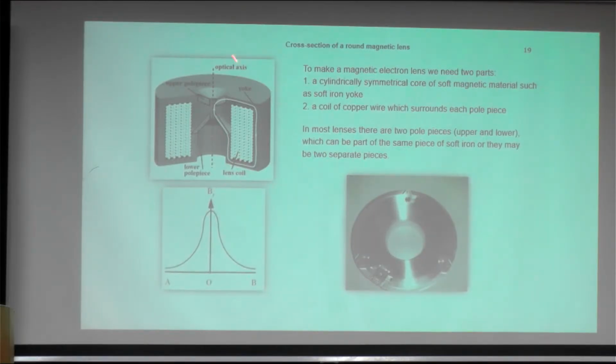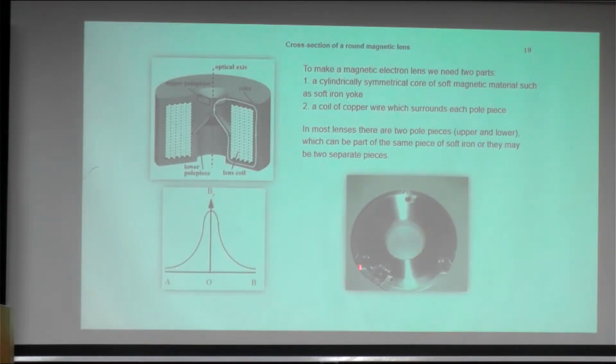So this is the cross section of such a round electromagnetic lens. This is the yoke. This is the first part, and inside of this yoke we have copper wires which are wound around and seated here. Now, to make the magnetic field stronger, we need some pole pieces inside the lens, which make the distribution of the magnetic field more uniform. So this is the image of such a lens. This is really a round magnetic lens.